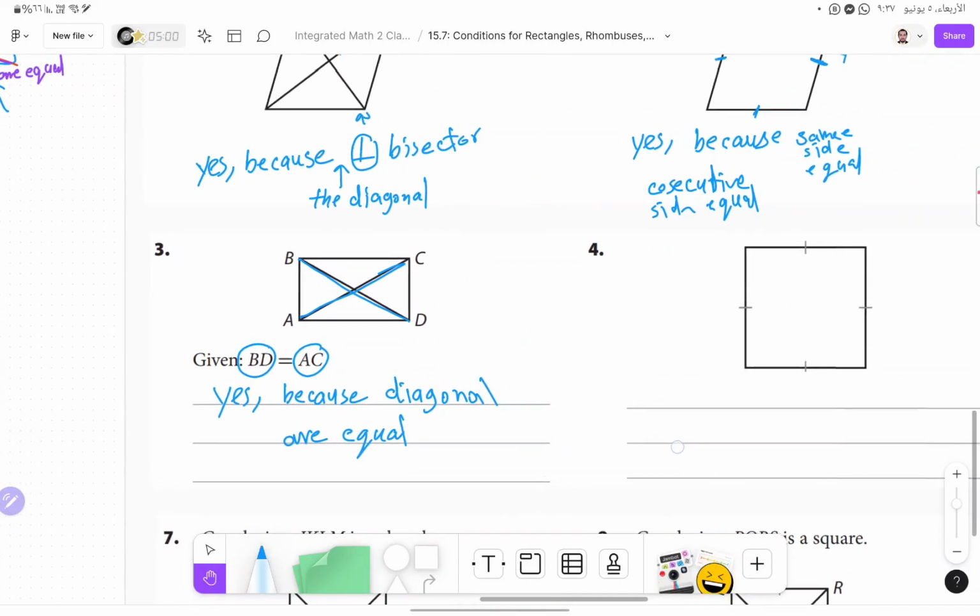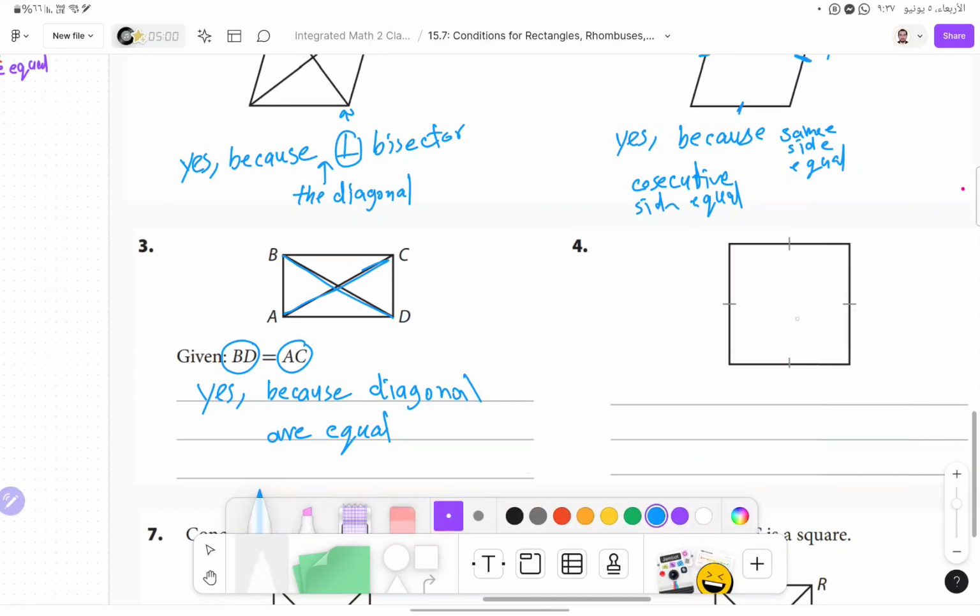Next one, question number 4, could this one be a rectangle? What do you think? We know that in a rectangle, this side is equal to this one, and this one should equal this one, but as you can see the shape, it's telling you that all 4 sides are equal. Does a rectangle have 4 equal sides? No, this one is not. We can say no, it's not a rectangle.